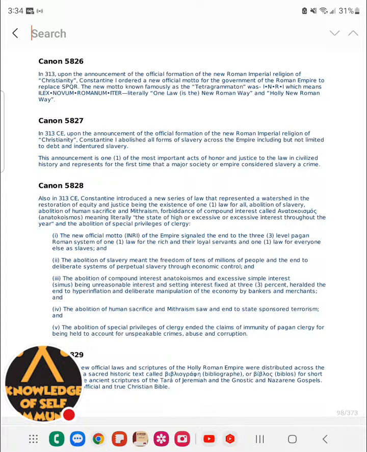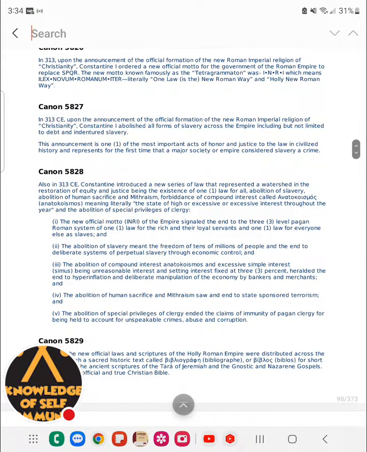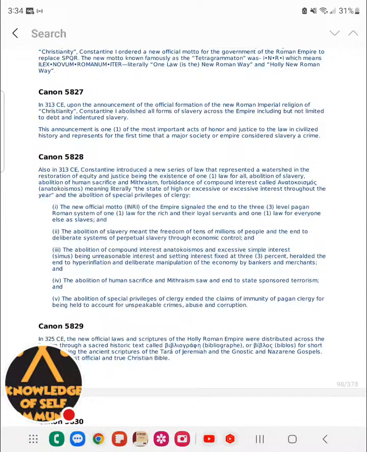So now this announcement is one of the most important acts of honor and justice to the law in civilized history, and represents for the first time that a major society or empire considered slavery a crime. So this was the first time for a major empire to abolish slavery and to have slavery as a crime.